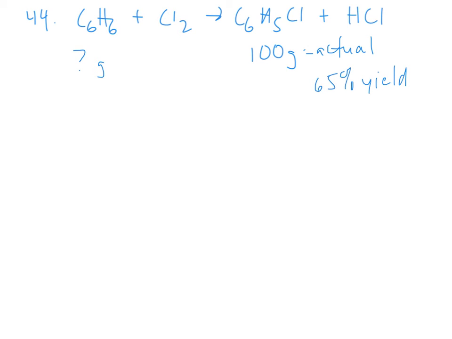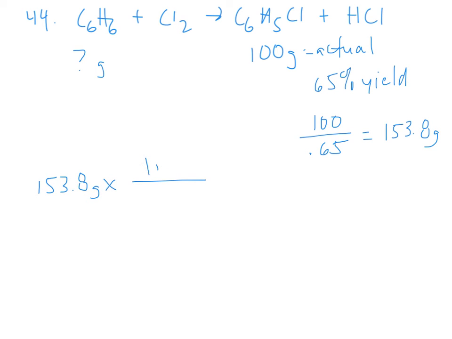So first thing I need to know is, what is my theoretical yield? If my actual needs to be 100 grams and I'm only getting a 65% yield, I need to take that 100 and divide by the 65%. Because remember, in math, what we're really thinking is 100 is 65% of what? So when I do that, I come up with 153.8 grams is what we're really looking for here. So that 153.8 is the amount I need to change into a molar amount to determine my benzene.